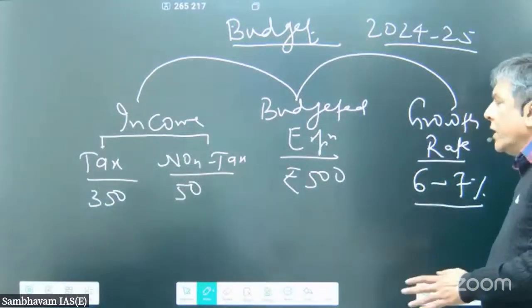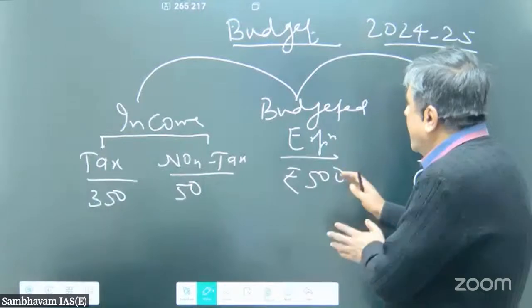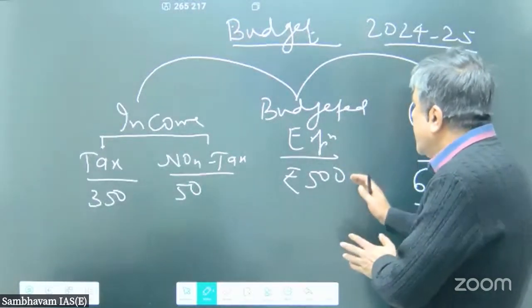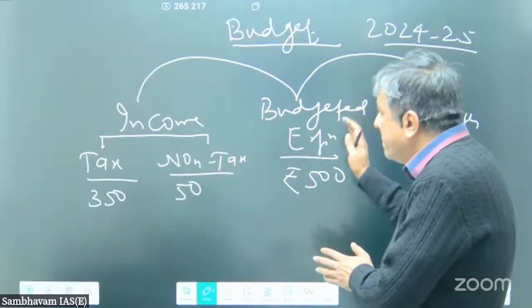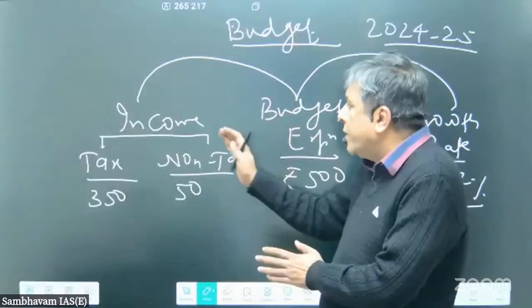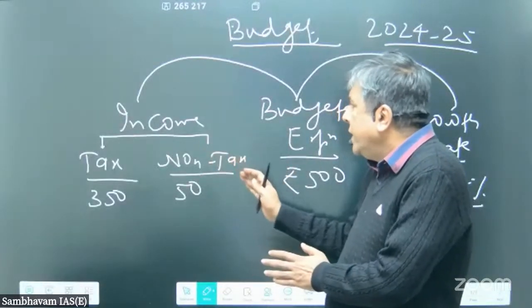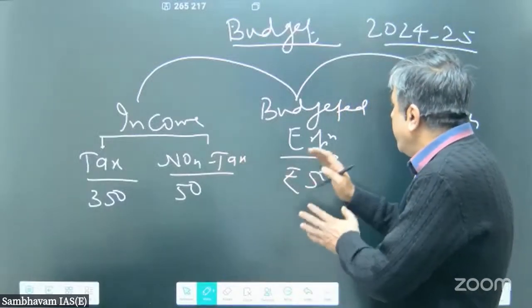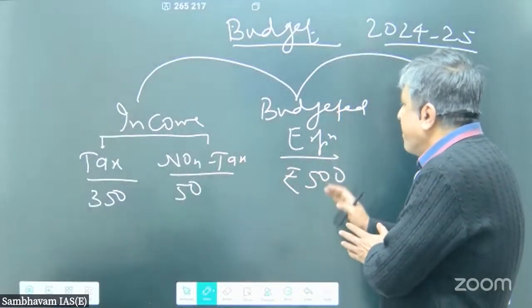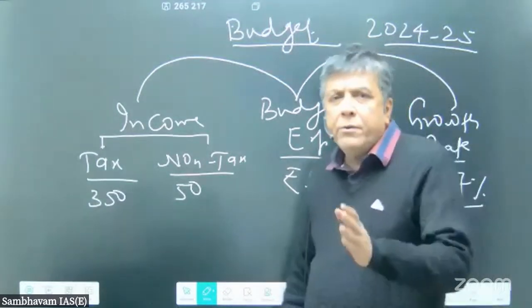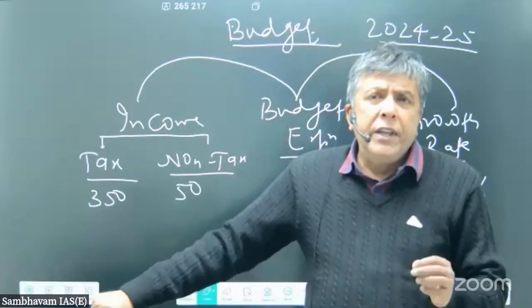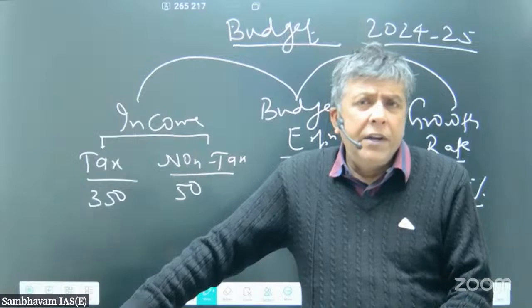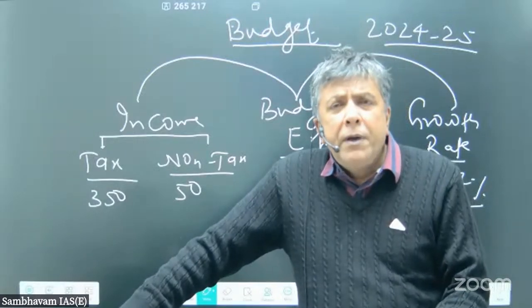Okay, the budgeted expenditure of the government is always going to be bigger than the total incomes of the government. Or simply you can say, total incomes of the government have never been sufficient to meet the budgeted expenditure fully. And here the problem starts. Now, there are many options for the government. Let me ask one by one.